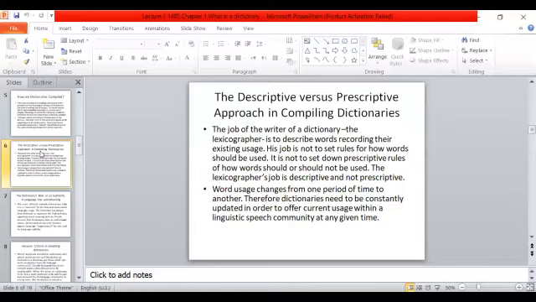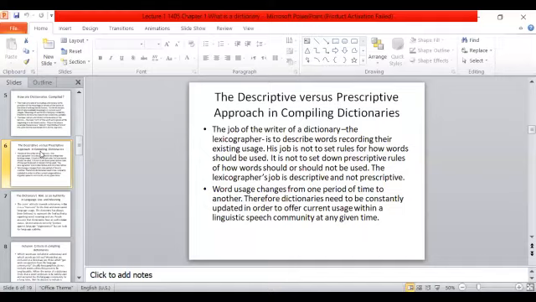The descriptive versus prescriptive approach in compiling dictionaries. The writer of a dictionary is called the lexicographer. So the job of a lexicographer is to describe words, recording their existing usage. His job is not to set down prescriptive rules of how words should or should not be used. The lexicographer's job is descriptive and not prescriptive.